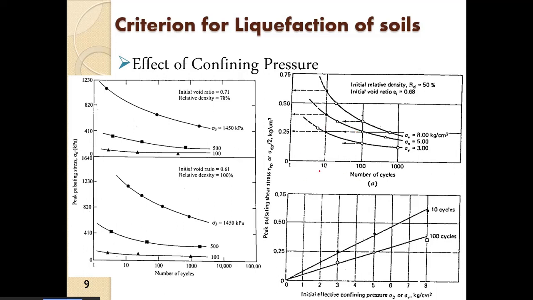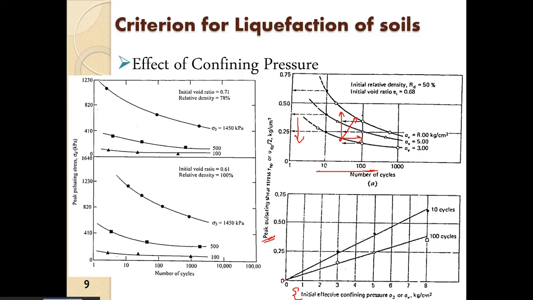So this is number of cycles increasing with pulsating stress decreasing. And for increasing confinement, we have an increase in the pulsating stress as well as an increase in the number of cycles. Now if we plot that, we will get a linear relationship between the initial effective confinement in the sample and the peak pulsating stress, for various numbers of cycles. So this is 10 numbers of cycles.